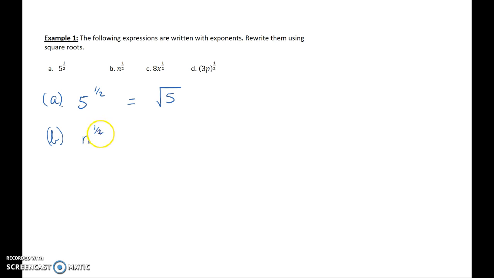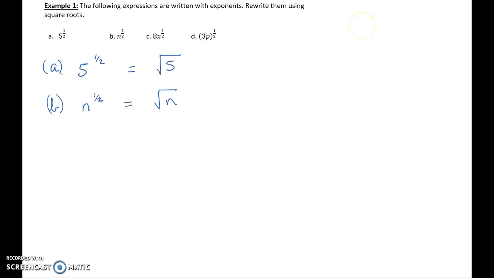Okay, in B we have n to the power of 1/2, and the only reason I've done this is because the first one was a number. This one shows you that it works for letters as well. So the 1/2 is on the n, so take the square root of the n. Now the next two, you have to be a little bit more careful with them.